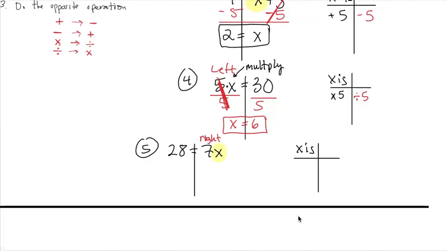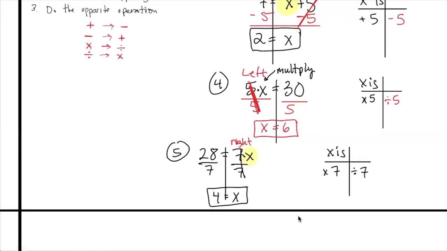And this time x, remember this is multiplying. X is being multiplied by 7. So what's the opposite of multiplying by 7? Divide by 7. X equals, and 28 divided by 7 is 4. Good. Let's do one last one here.